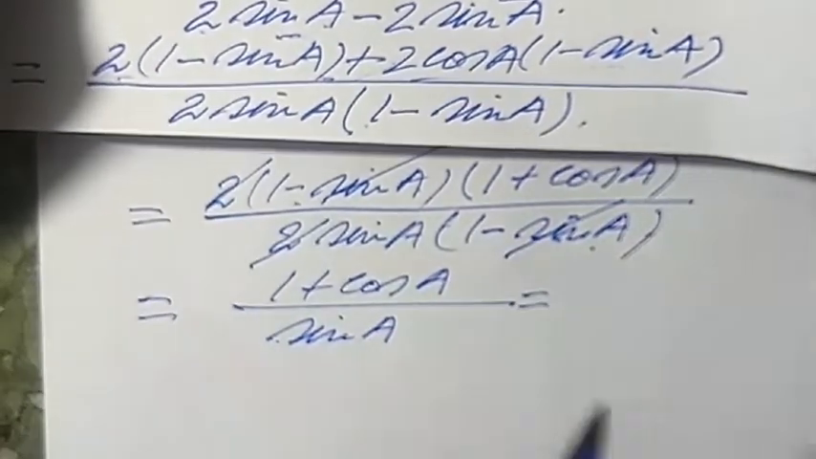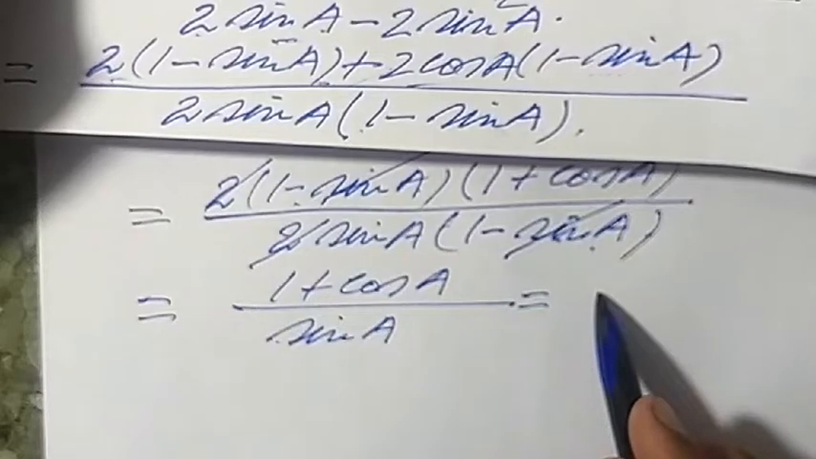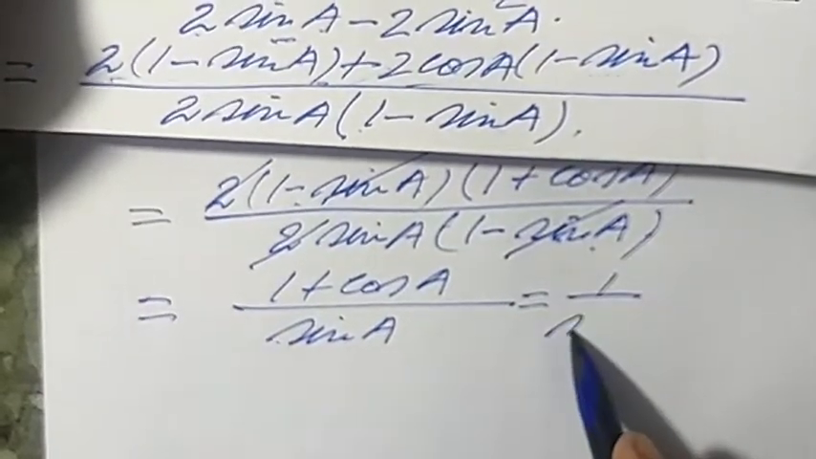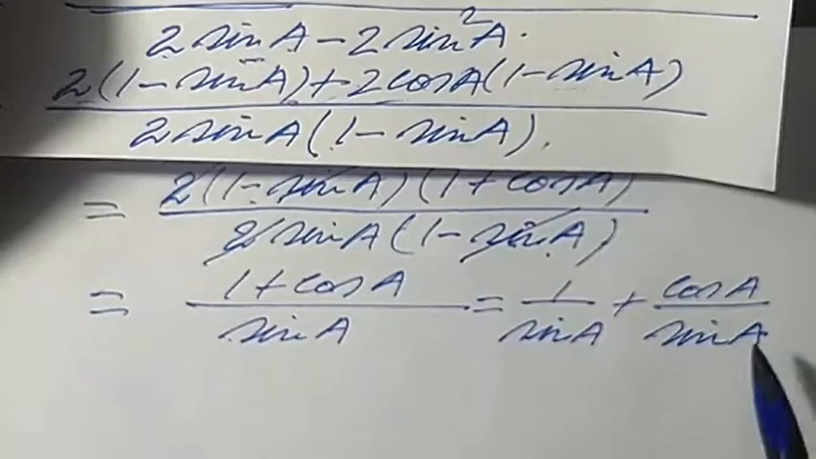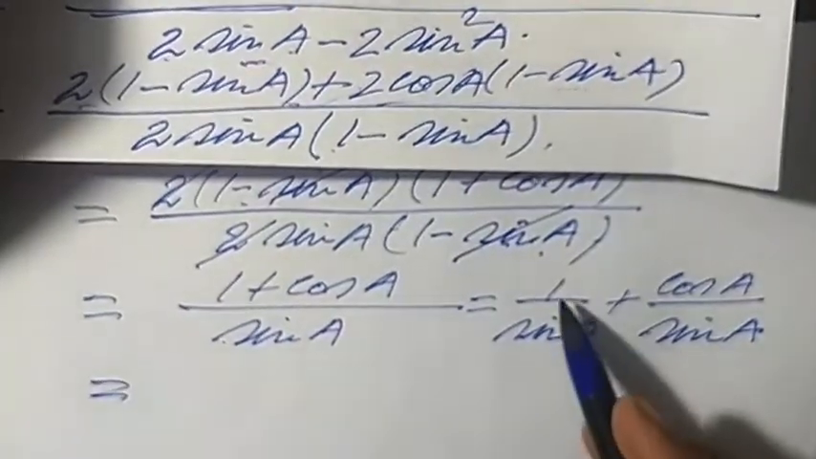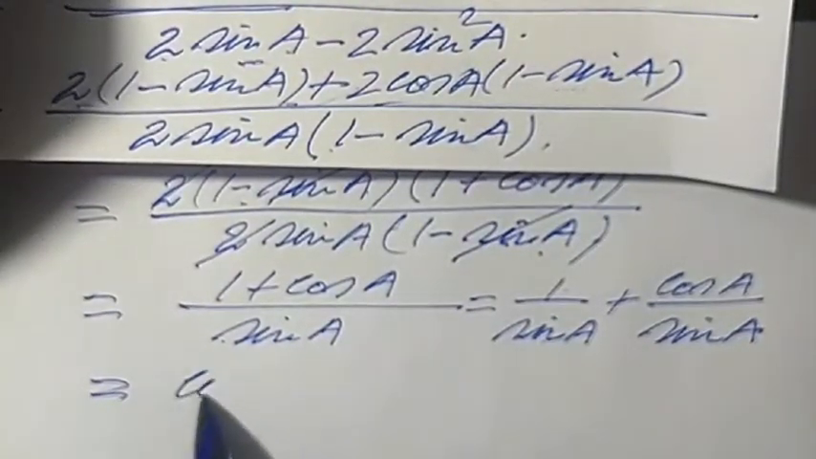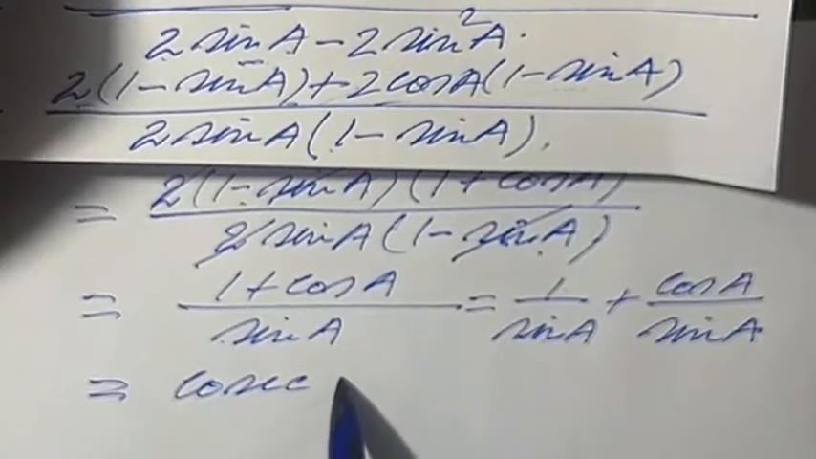sine a. We may split them up as 1 over sine a plus cos a upon sine a. So quite clear, 1 upon sine a may be written as cosec a because sine is the reciprocal of cosec, and vice versa. So 1 upon sine a may be written as cosec a plus cos a upon sine a may be written as cot a.